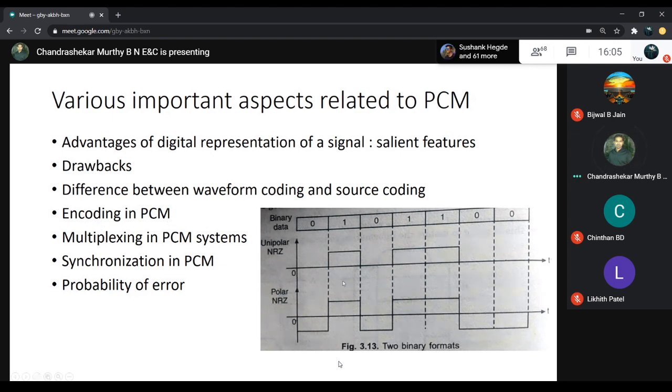These represent the given binary signal as an electrical signal. The next topic is multiplexing in PCM systems. Because the signal is represented in digital form, as electrical signals, we can simply use the time division multiplexing principle, where a single channel has a number of time slots for the given information.